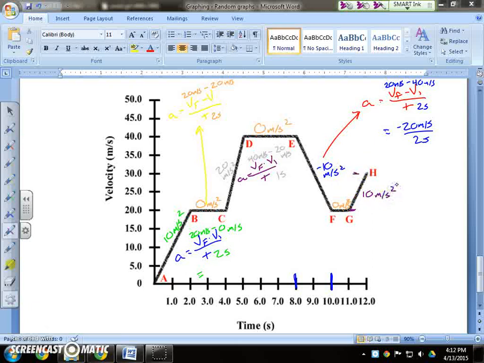Hopefully this stuff makes a bit of sense. If it does not, try the extra help handouts, because there are some more velocity time graphs, including answer keys there.